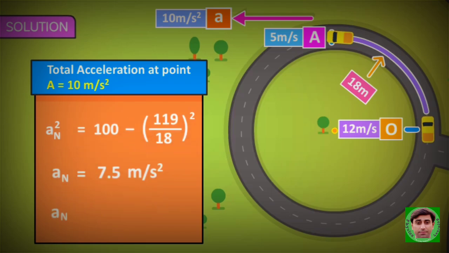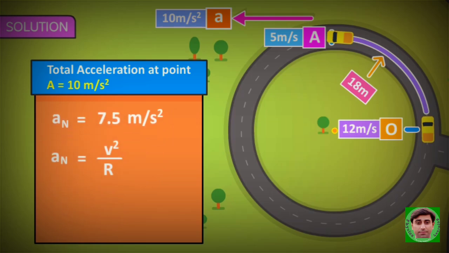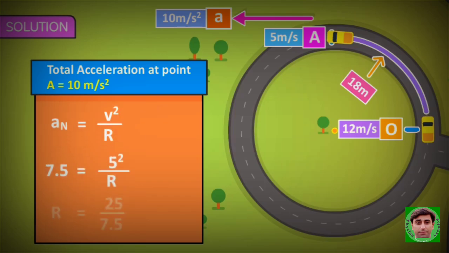We know that normal acceleration is equal to v square by r, where v is the velocity and r is the radius of curvature. Substituting values of a_n and v at point A, we get r equal to 3.3 meters. This concludes our video on radius of curvature.